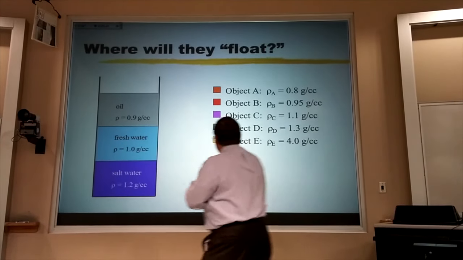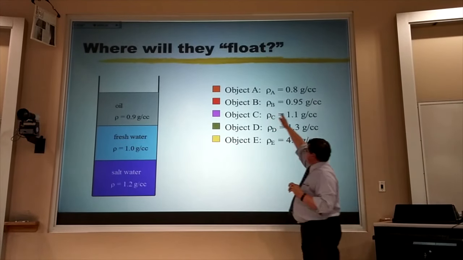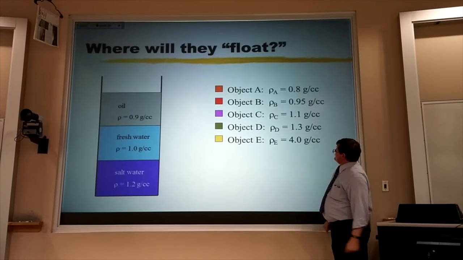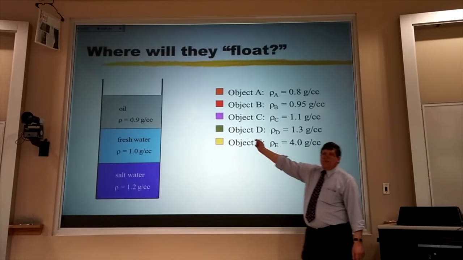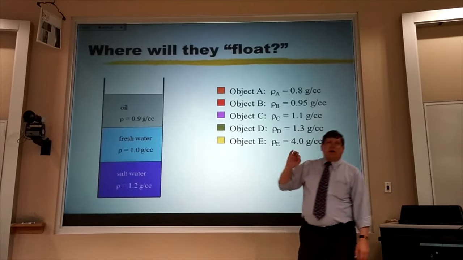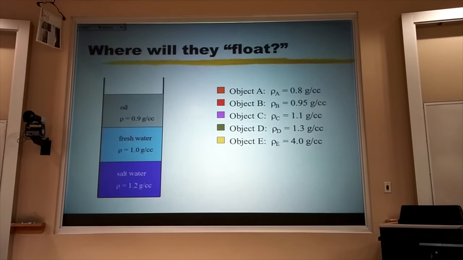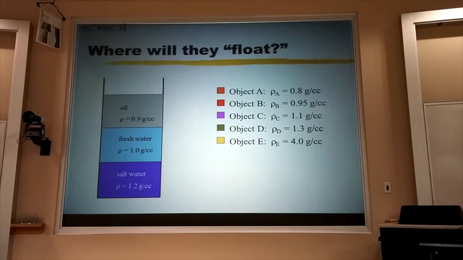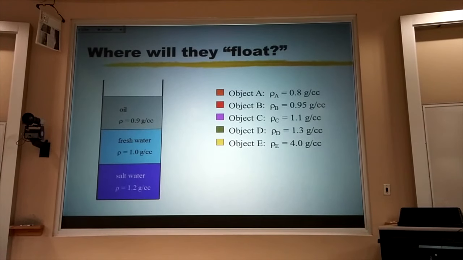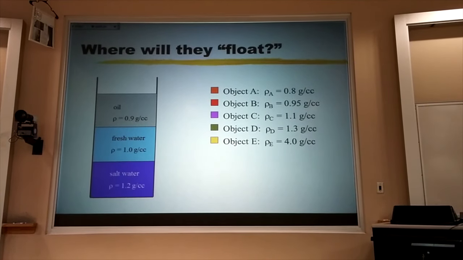Now, if I have five objects, and the density of each of those objects is given, and I carefully and slowly lower those objects into the cylinder and let go, where are they going to end up? Talk to Nimrod. Where are those five objects going to end up?